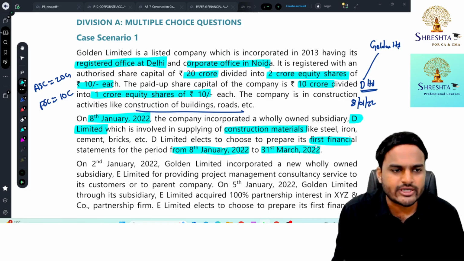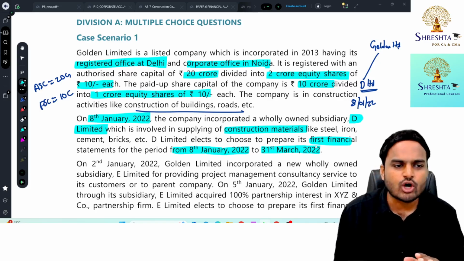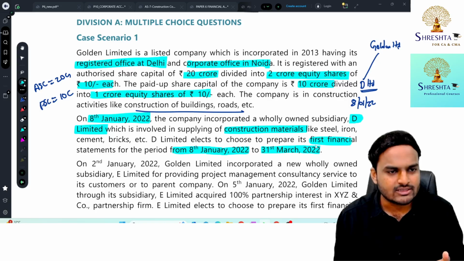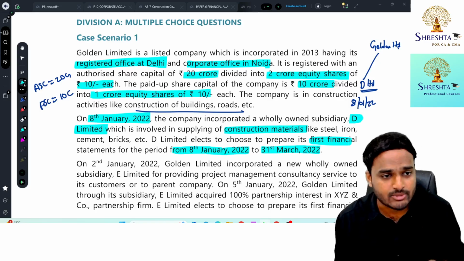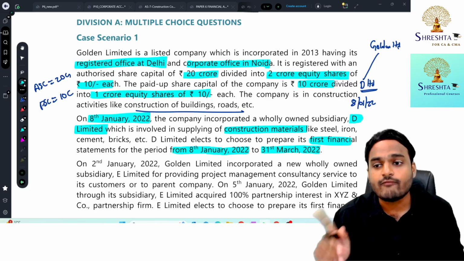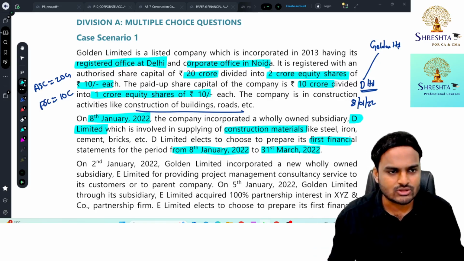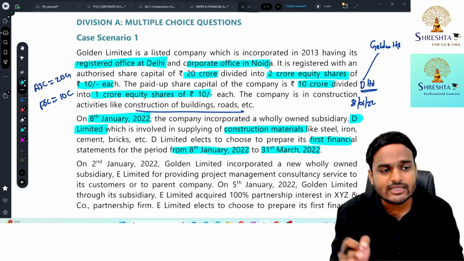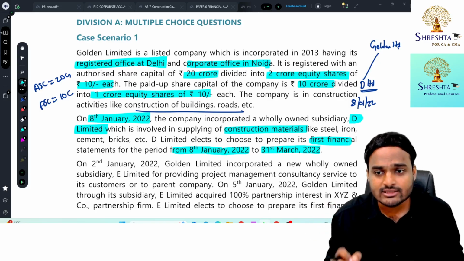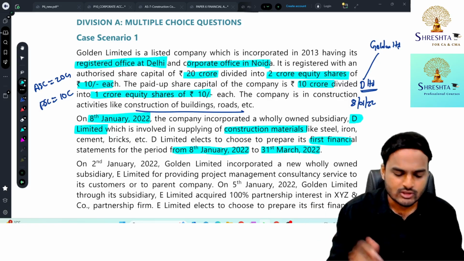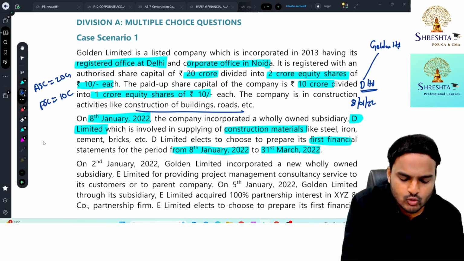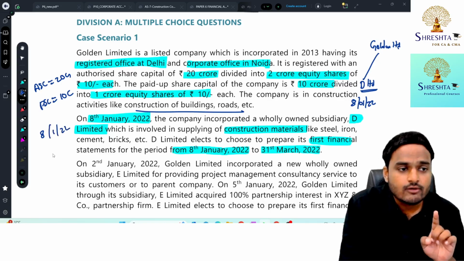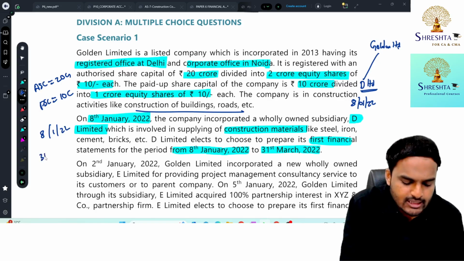D Limited elects to choose to prepare its first financial statements for the period from 8th January 2022 to 31st March 2022. Generally, if a company is incorporated on or after 1st January, then the first financial year closure date shall be 31st March of following year. Understood? So if a company is incorporated on or after 1st January, then company's first financial year closure date will be 31st March of following year. So in this case, as per general rule, company was incorporated on 8th January 2022. As per general rule, first financial year closure date will be 31st March 2023.